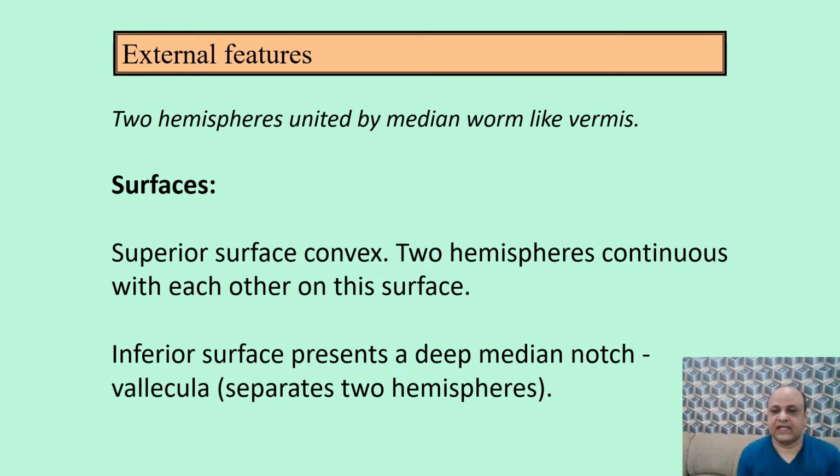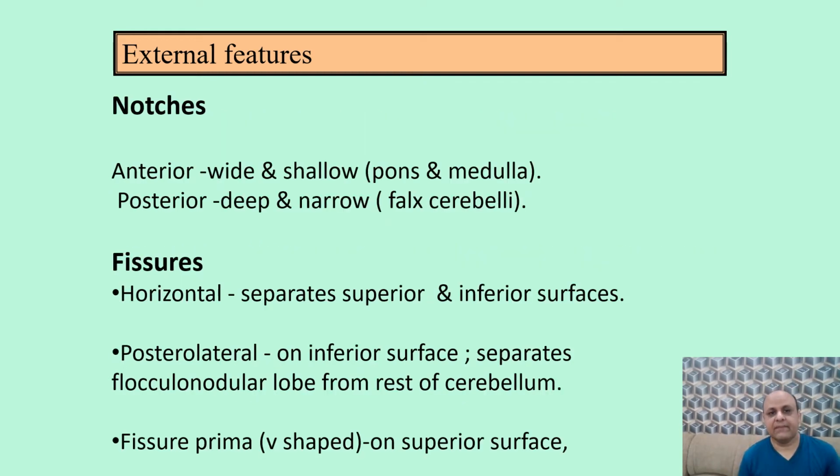While when we look at the cerebellum from the superior aspect, in that case, there is no gap. So the surfaces are in continuity with each other. There is no gap in between. So I hope you get the point. So cerebellum has got anterior and posterior notches.